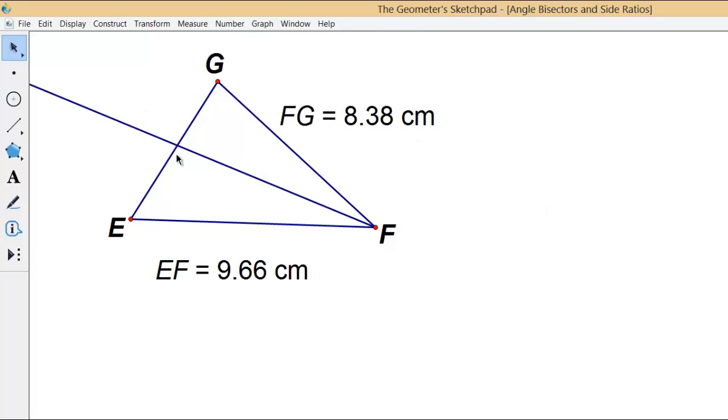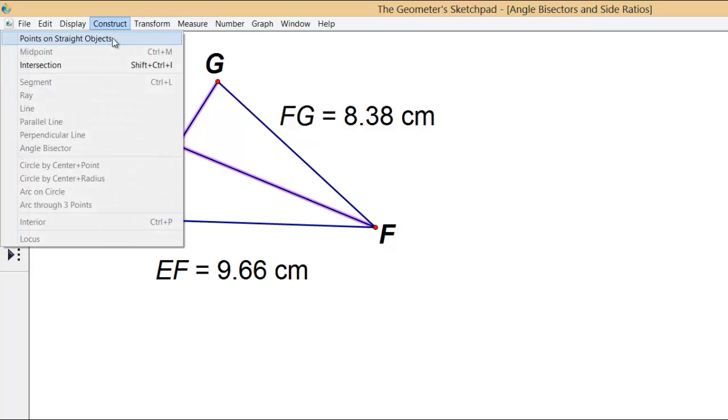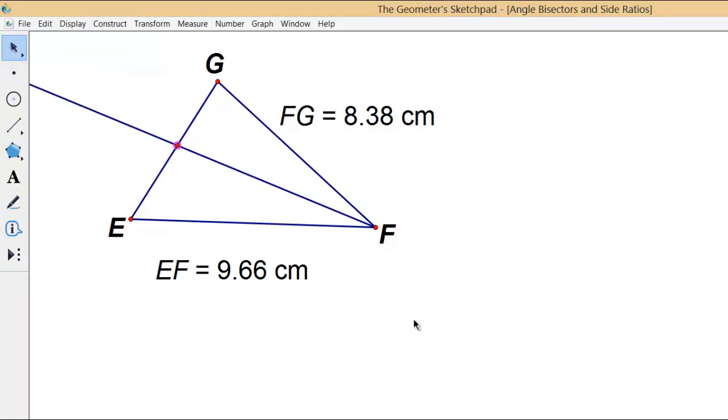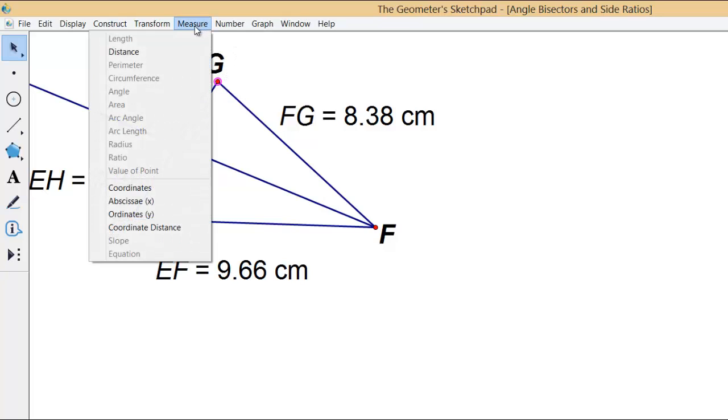And then the relationship is for these segments that are formed. So I need the point of intersection for these two line segments. So let's construct their intersection. And then I want to measure this segment, which is associated with this side. And let me measure that distance. And then let me measure this distance, HG, which is in a ratio to this side, FG. So measure that one.